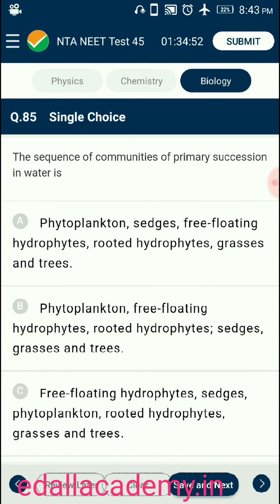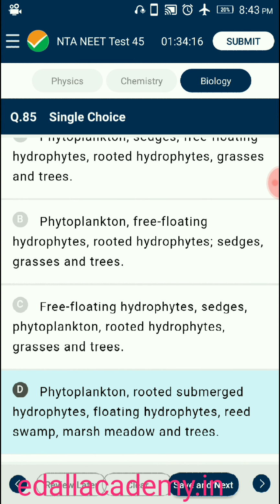Question number 85. The sequence of communities of primary succession in water is. In the primary succession in water, the pioneers, the small phytoplanktons, are replaced with time by rooted submerged plants, then by floating hydrophytes, sedges, grasses and finally trees. So the answer for this question is option D. Rooted submerged hydrophytes, floating hydrophytes, reed swamp, marsh, meadow and trees.